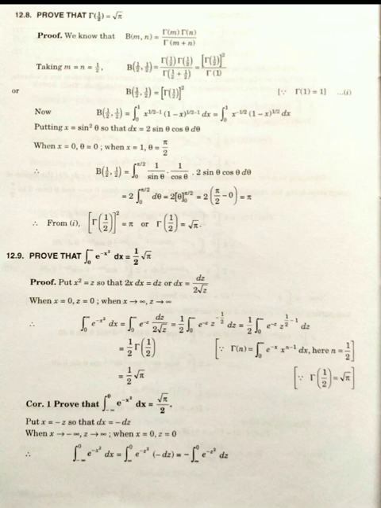Then what limit do you get? Put that value: integration from minus infinity to 0 of e raised to minus x square dx is equal to integration from infinity to 0 of e raised to minus, put x equal to minus z, we get minus z square, and dx is minus dz. Okay, take the minus outside, we get integration from infinity to 0 of e raised to minus z square dz. But we know what?